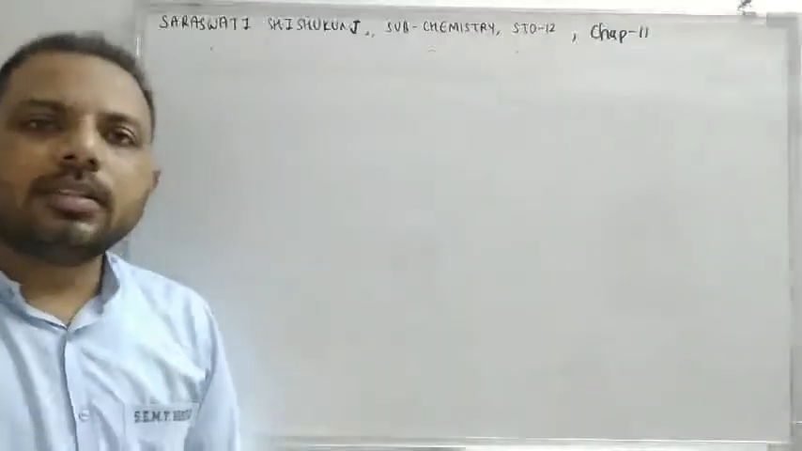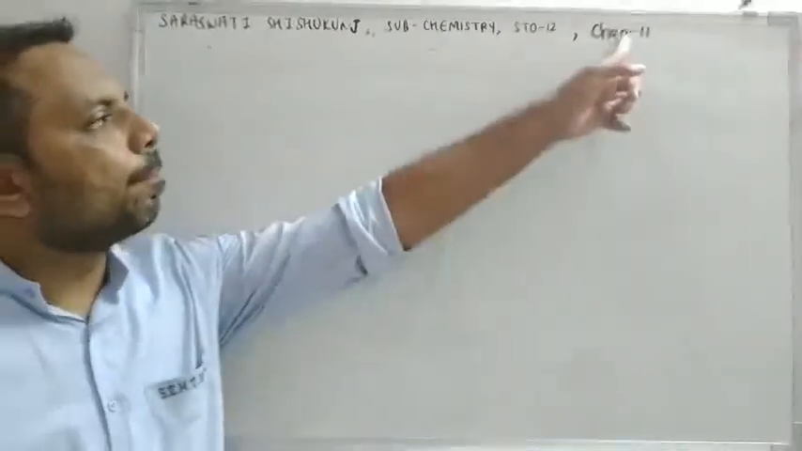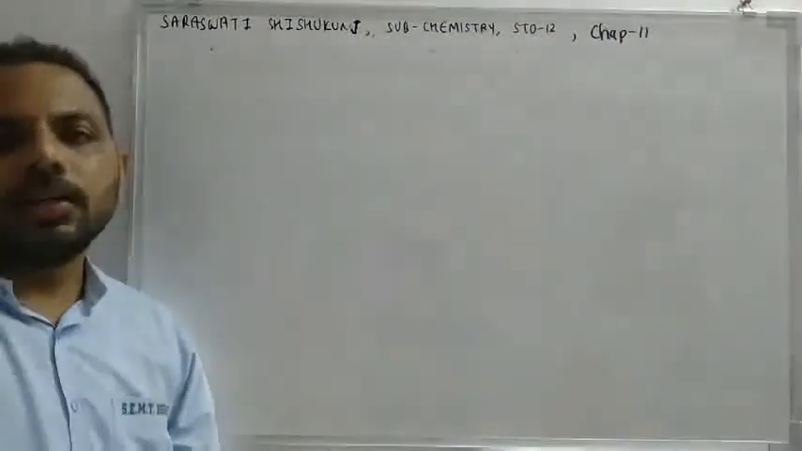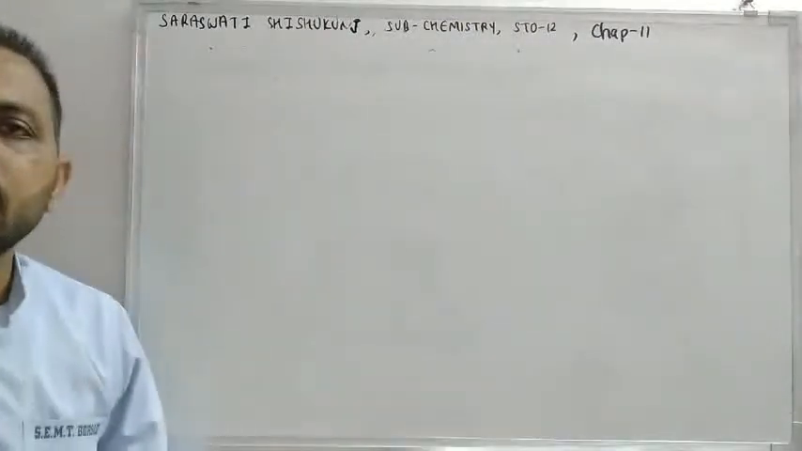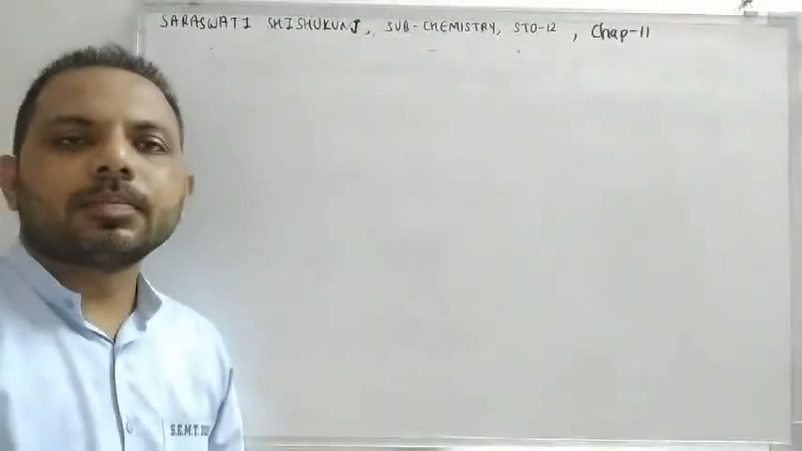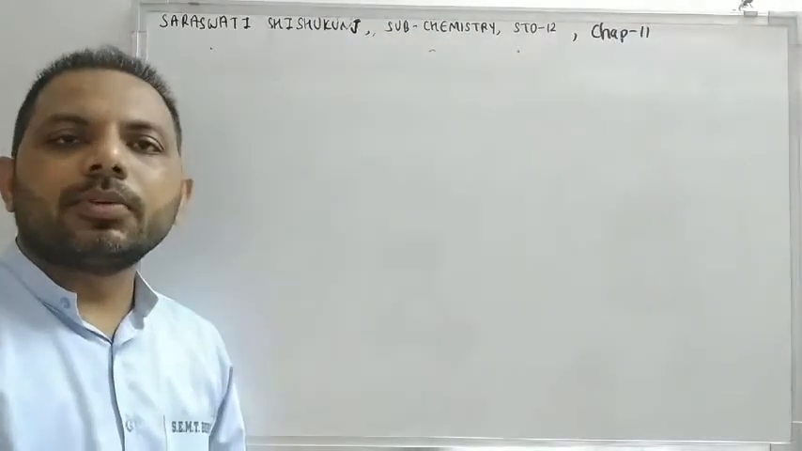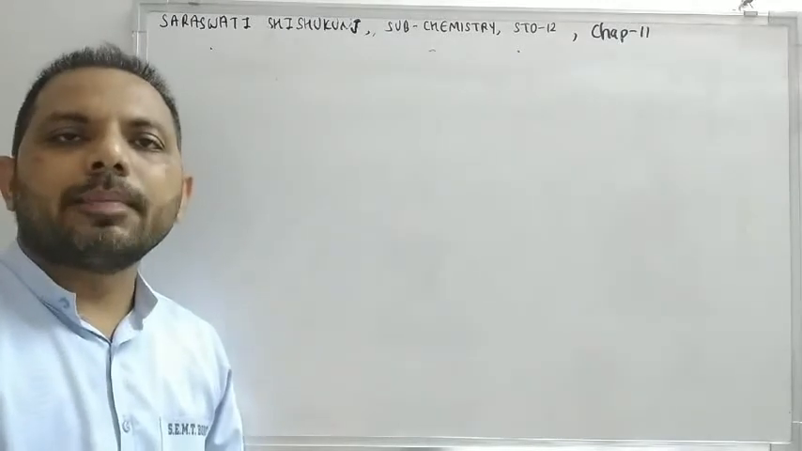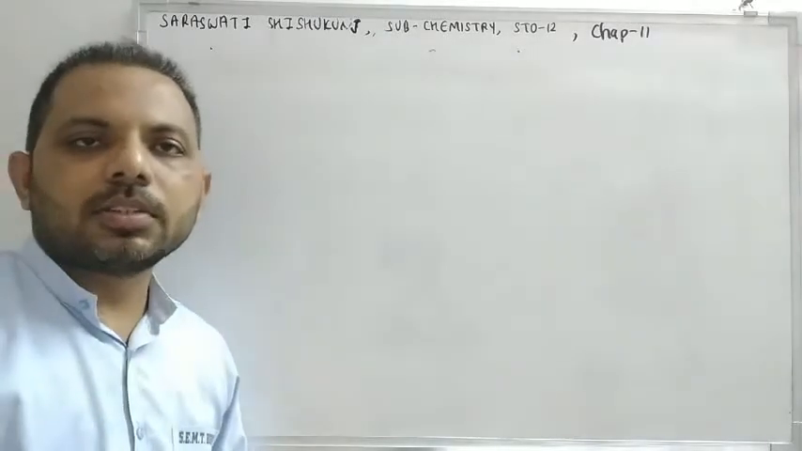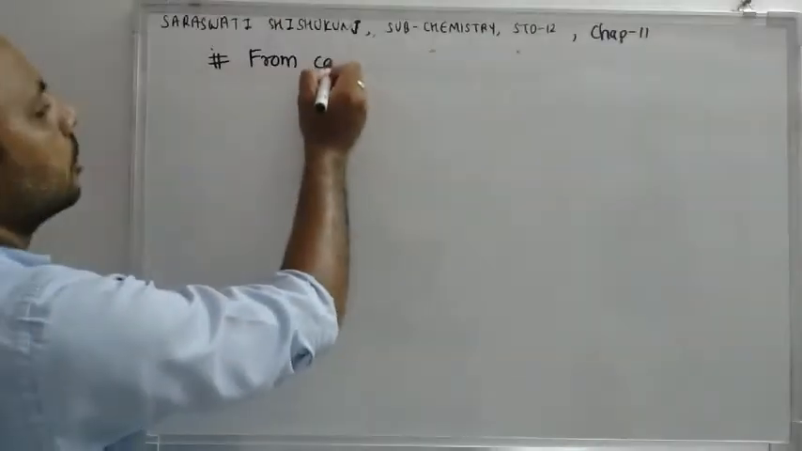Hello students, so we have been discussing chapter 11, alcohol, phenol and ether, and from the last two videos we have been discussing preparation of alcohol. Today we are going to discuss preparation of alcohol from carbonyl compounds and by Grignard reagent. So the first topic is preparation of alcohol from carbonyl compounds.